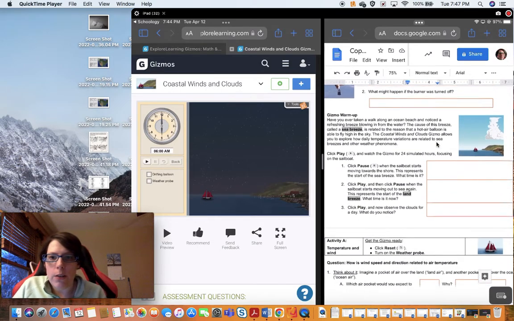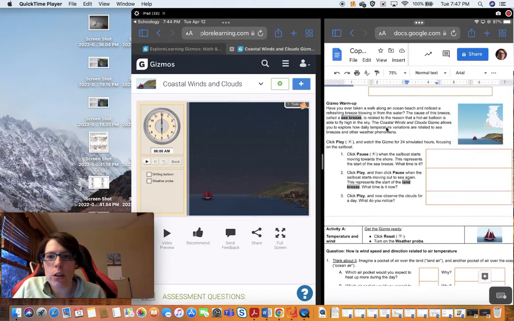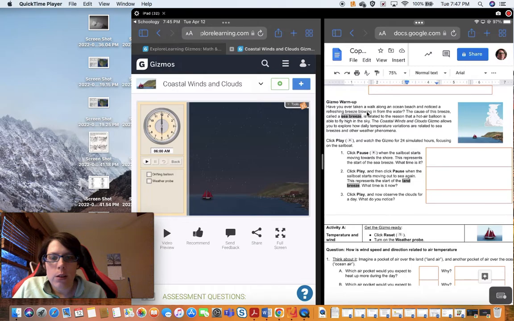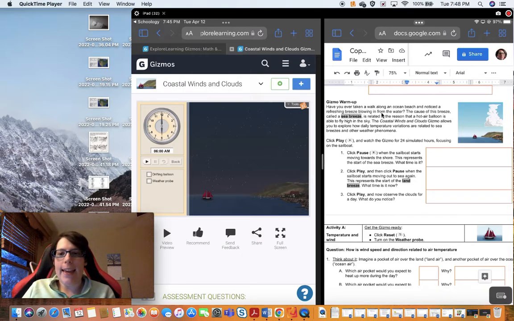talking about if you walked along the ocean, and if you've got a breeze coming in from the water, it's called a sea breeze. And if you've got a breeze coming in from the land, we've got a land breeze. And we're going to see how temperature variations and also the different heat capacity of water versus land changes that.